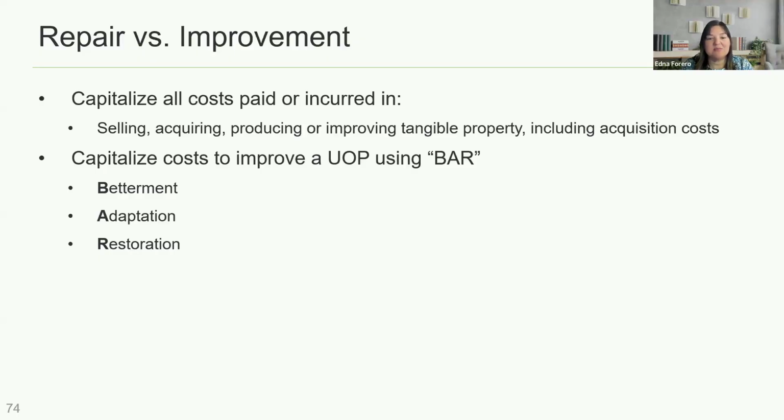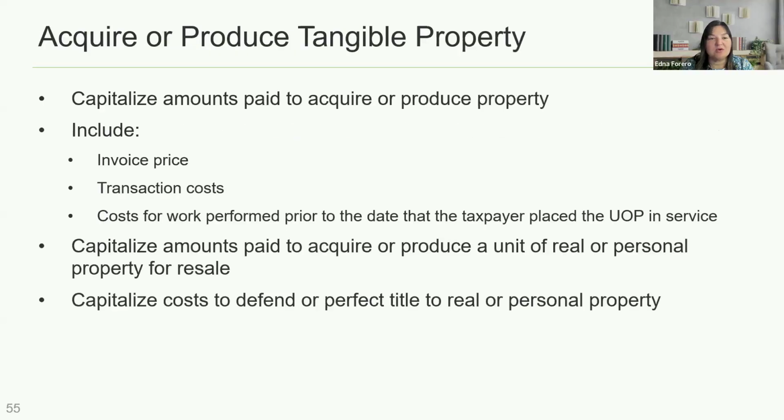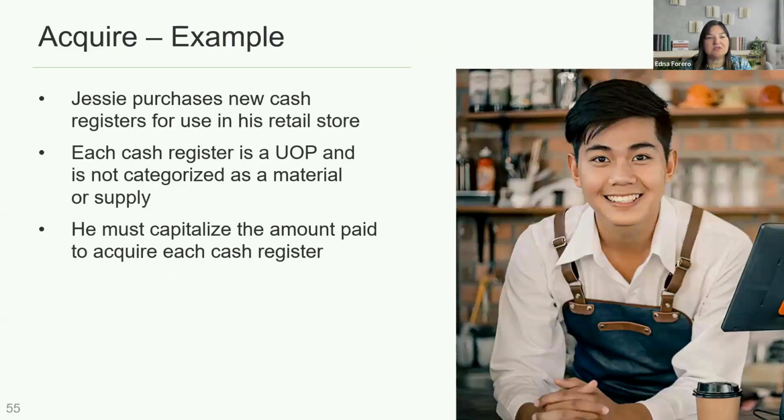So when we acquire tangible property or produce that tangible property, then we want to make sure we understand the invoice price, the transaction costs, any costs for the work performed prior to the date that it was placed in service, and we're going to capitalize any amounts paid to acquire or produce that asset. We're going to capitalize any costs that we need to defend or perfect the title to real or personal property as well. So what are the fees required for us to get property or ownership of that item, right? So those are the costs included with acquiring that item.